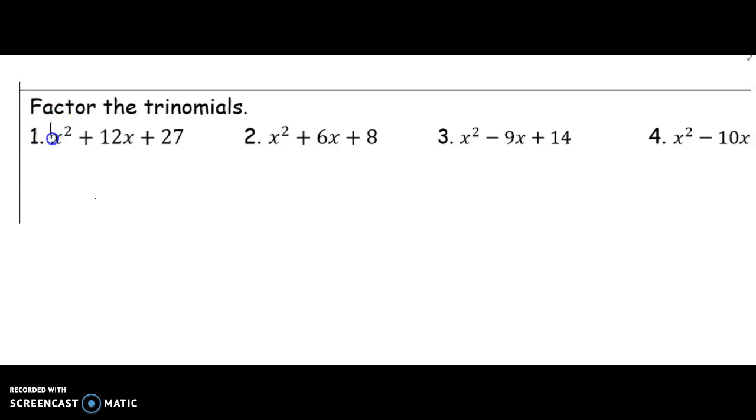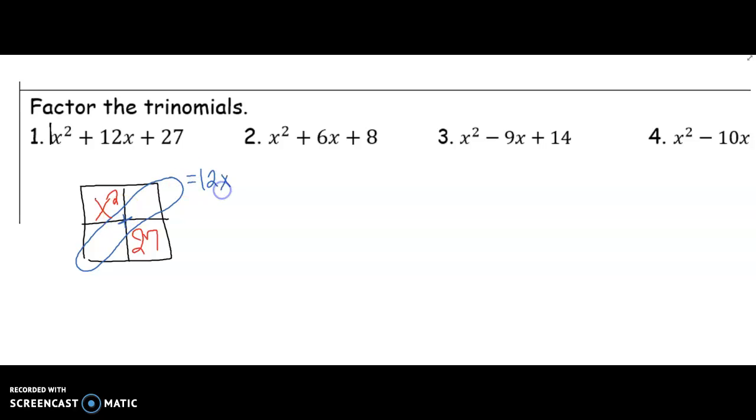We learned that when a is 1, we can use the box method. So I'm going to draw a box, and I'm going to place my trinomial in the box. My x squared goes here, my 27 goes here, and whatever these two numbers add up to has to be 12x. And this is the method that we're using to factor. If this is an x squared right here, then that means I need an x and an x. Now, we need to think of numbers that multiply to 27 and add to 12.